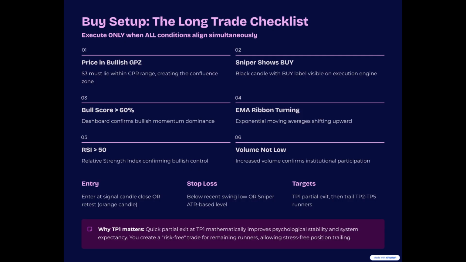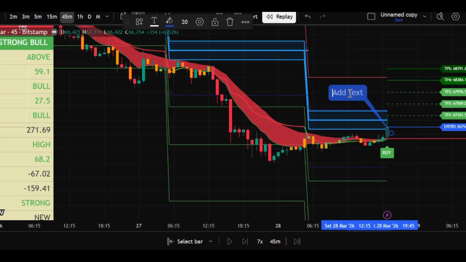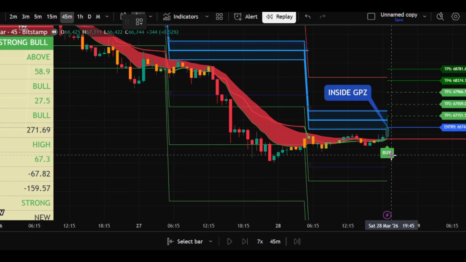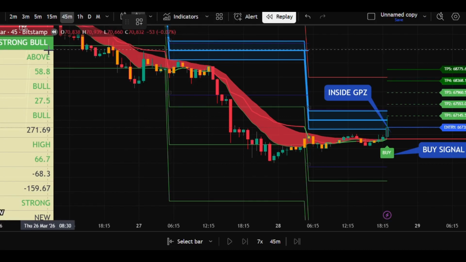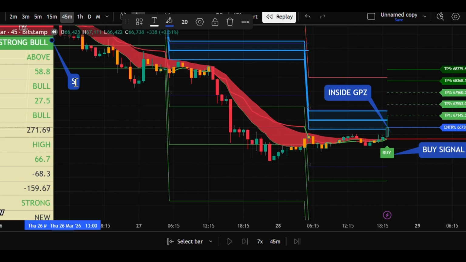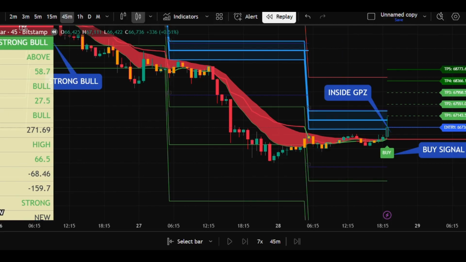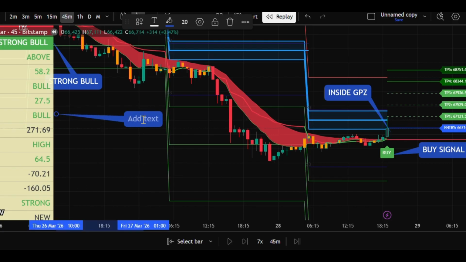Let's break down the buy setup. You only take a trade when everything aligns. Price must be inside the bullish golden pivot zone. The sniper system must give a buy signal with a strong candle. The bull score must be above 60%. EMA structure should be bullish. RSI must be above 50, and volume must not be low. If even one of these is missing, you skip the trade.